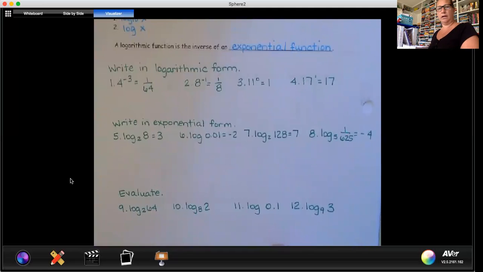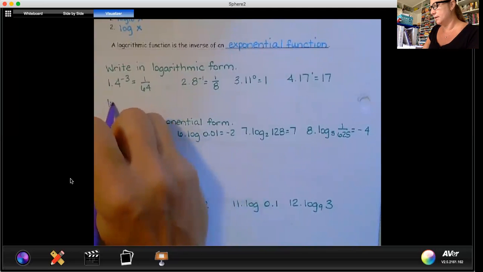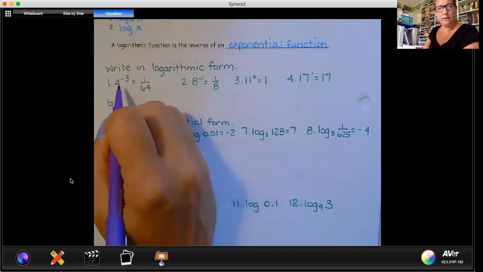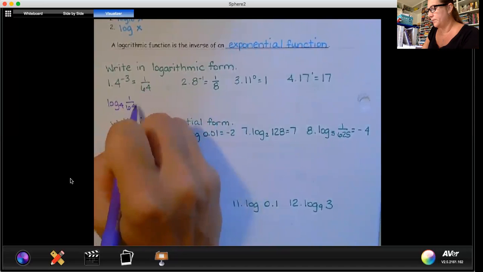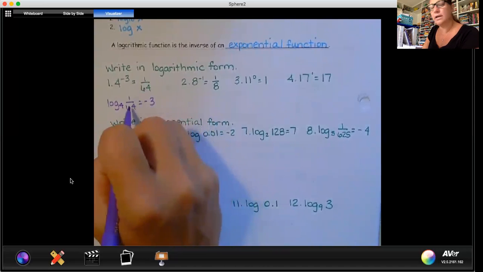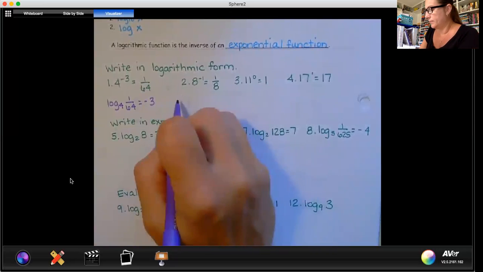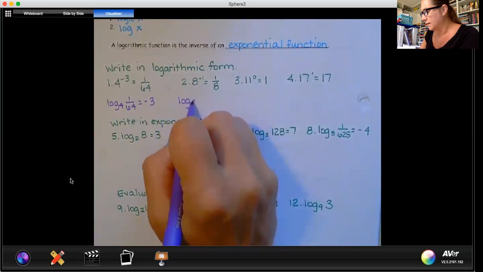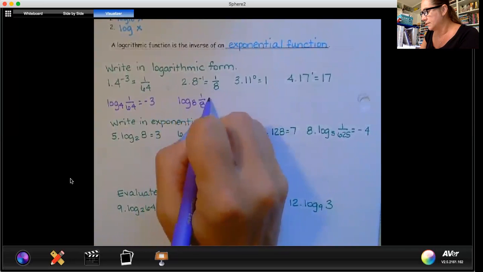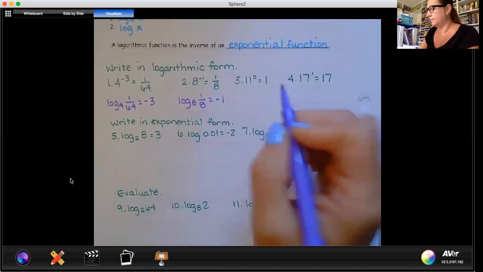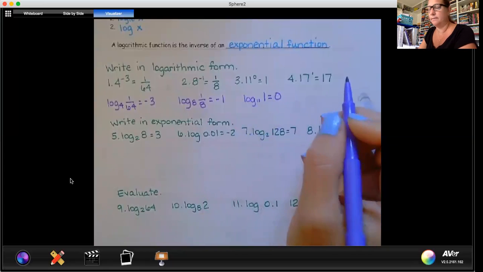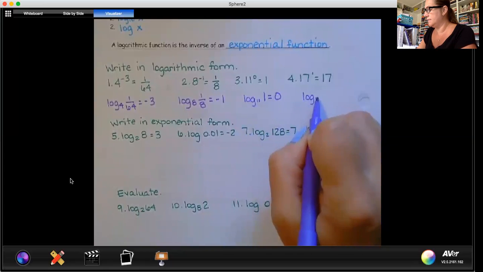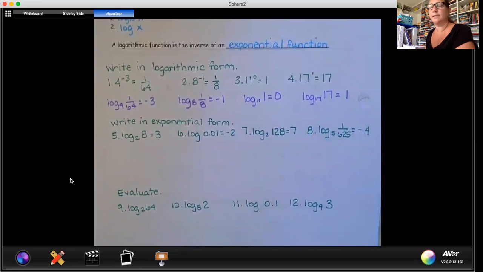All right, write in logarithmic form, excuse me, means log will be in your answer. The base is the base of the log, what it's equal to, and your exponent. So 4 to the negative 3 equals 1 over 64. Feel free to pause your video and try these and then come back and check. Log 8, 1 over 8 equals your exponent, negative 1. Log 11 of 1 equals your exponent, 0. And log 17 equals your exponent, 1.